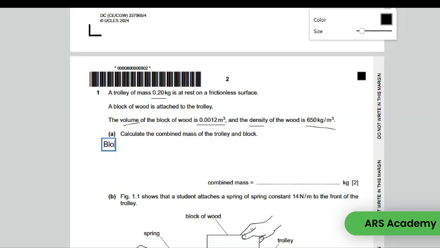So we already have the mass of the trolley, which is 0.2 kg. Now to find the mass of the block, we're going to multiply the volume and the density of the block of wood. So 0.0012 multiplied by 650 is 7.8 kg. So the total mass is 7.8 plus 0.2, that is 8 kg.